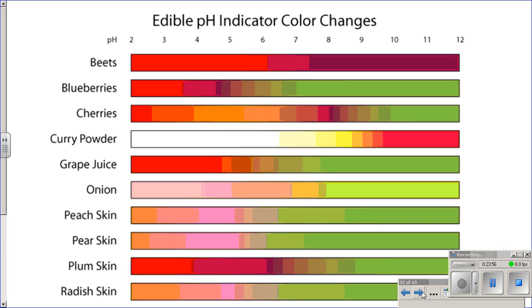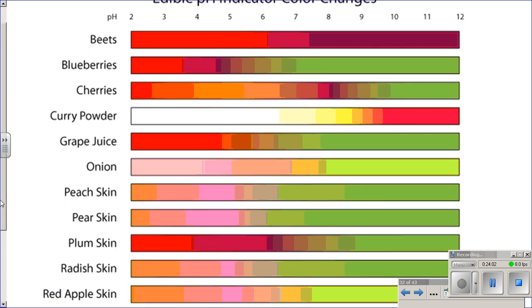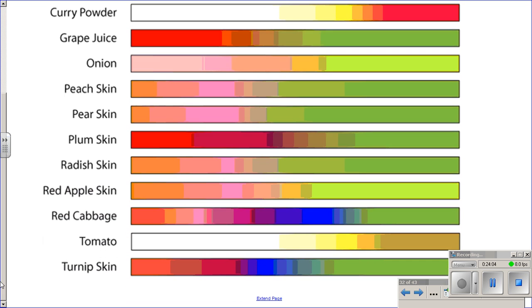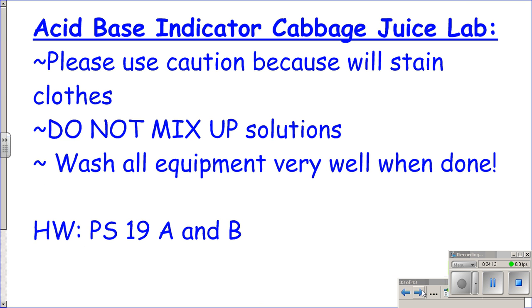Okay, but all of these things are indicators. If you ever want to try and impress some people with your vast chemistry knowledge, get some blueberries or cherries or plums or radishes or tomatoes, and they change colors in different pHs. It's kind of cool. Okay, we are using the famous cabbage juice today, okay?